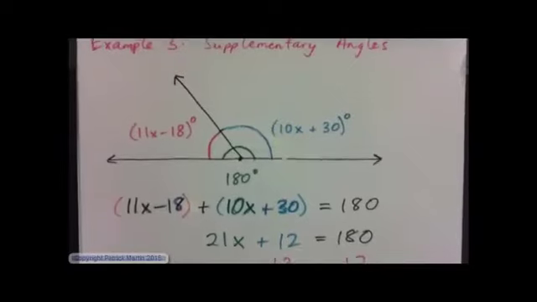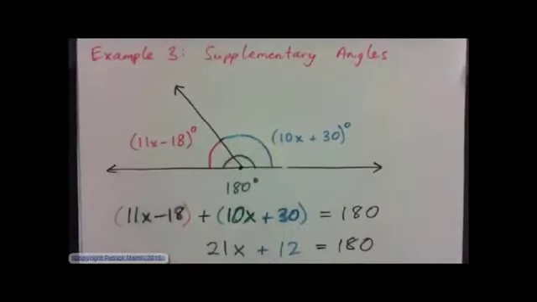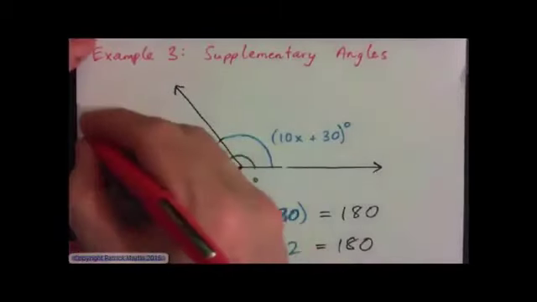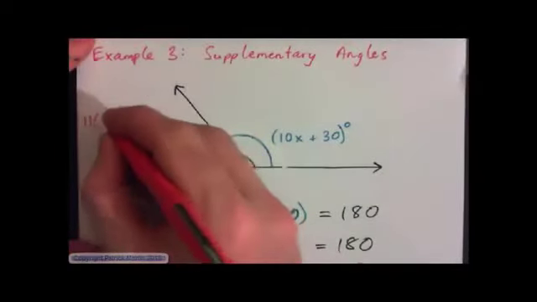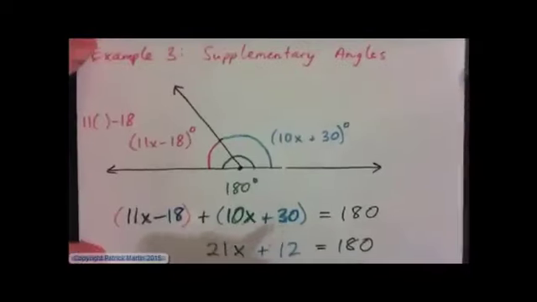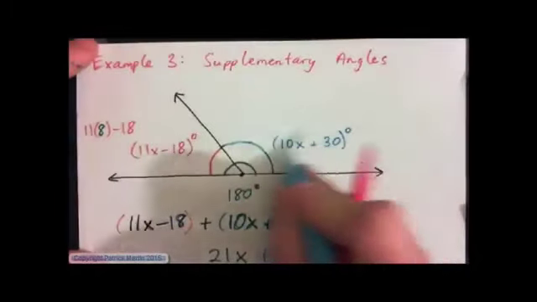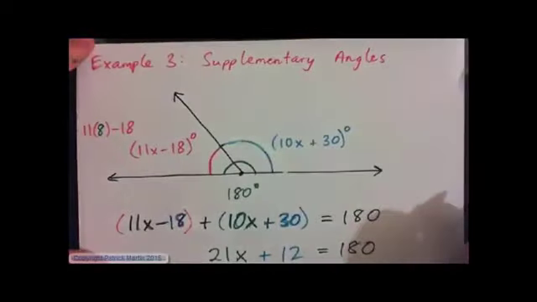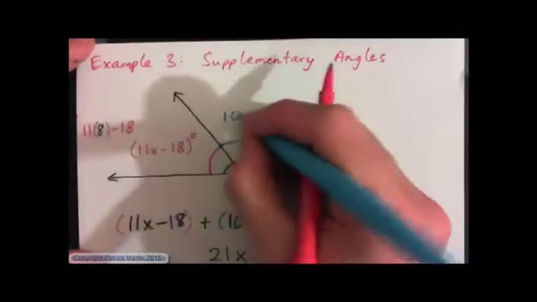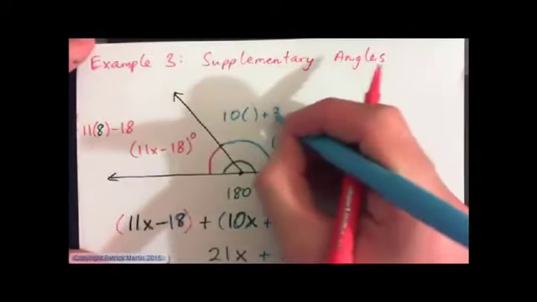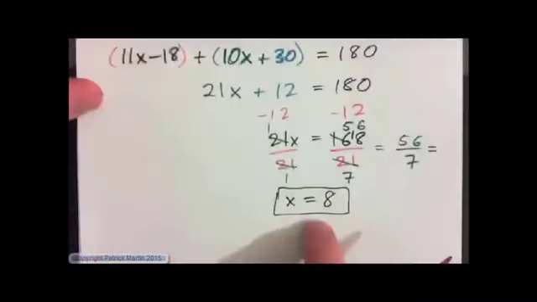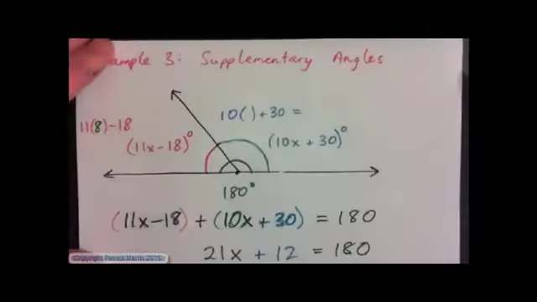That's the value of x. Now the value of the angles themselves, we've got a red angle and a blue angle, and we can calculate the value of each angle. So this one would be 11 times x minus 18, and we said that x is 8. So this would be 11 times 8 minus 18. What would the other one be? How would you get this angle? 10x plus 30. You'd go 10 times x plus 30, and you'd plug 8 in for x.